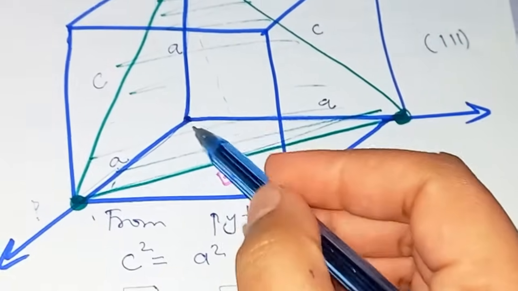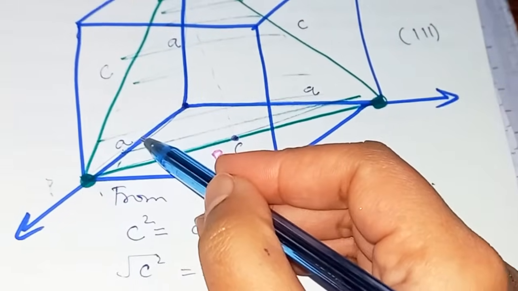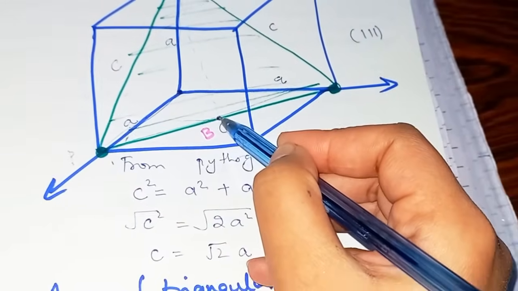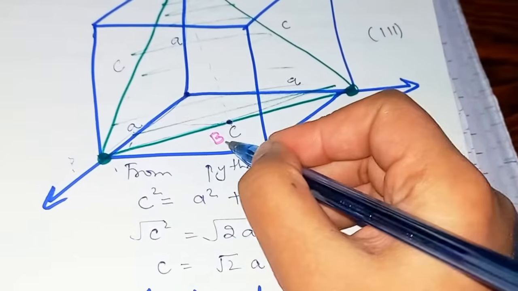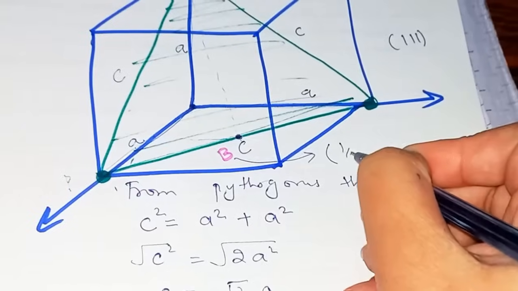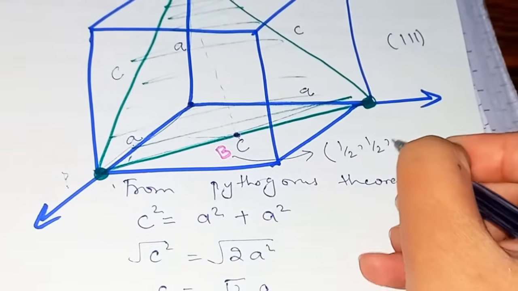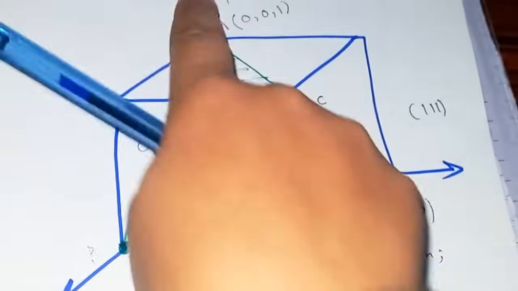This point is at the center of this xy plane, so I have to move half a unit along x and half a unit along y, and I have reached this point, with 0 units along z. The coordinates of point B are actually 1/2 along x, 1/2 along y, and 0 along z. So these are the coordinates.